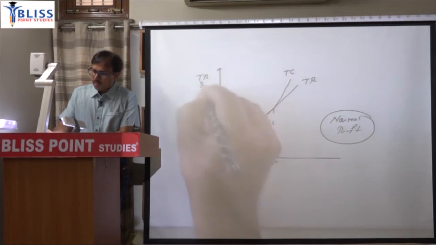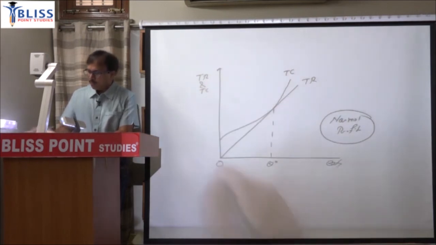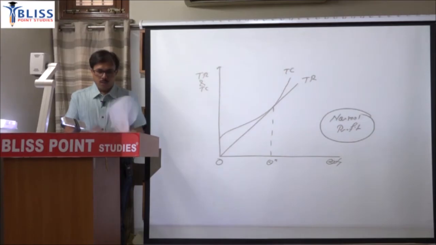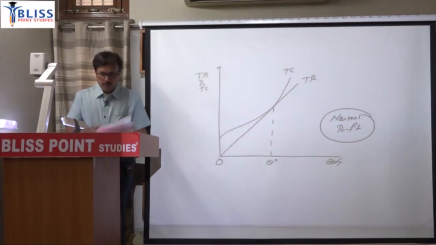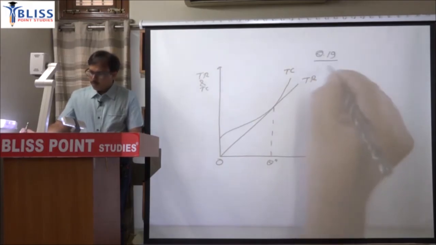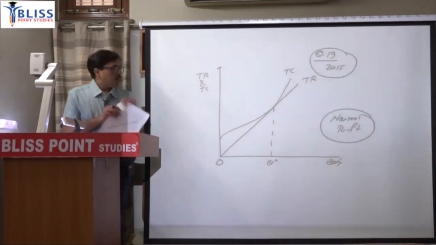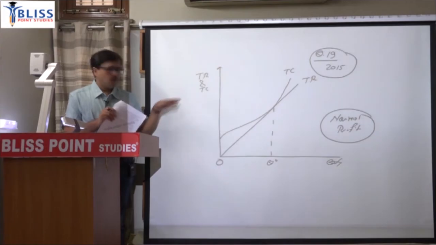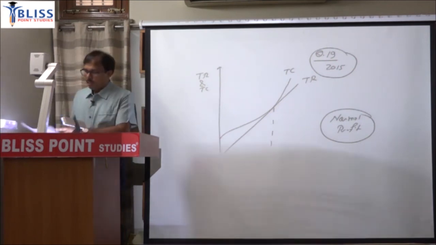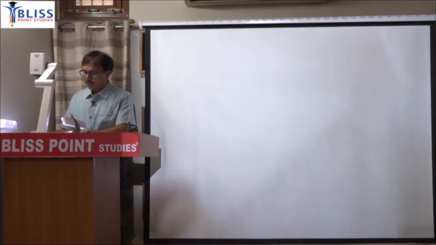Axis mark करेंगे TR and TC, and this is quantity. So these are the three possibilities. Remember, in this diagram we have used total revenue and total cost. Now based upon this concept, you can see question number 19. This was a question in 2015 mains. Remember, in all three diagrams we have not used average variable cost or average cost curve or average revenue. We have used only total revenue and total cost. Now read question number 19 from 2015.